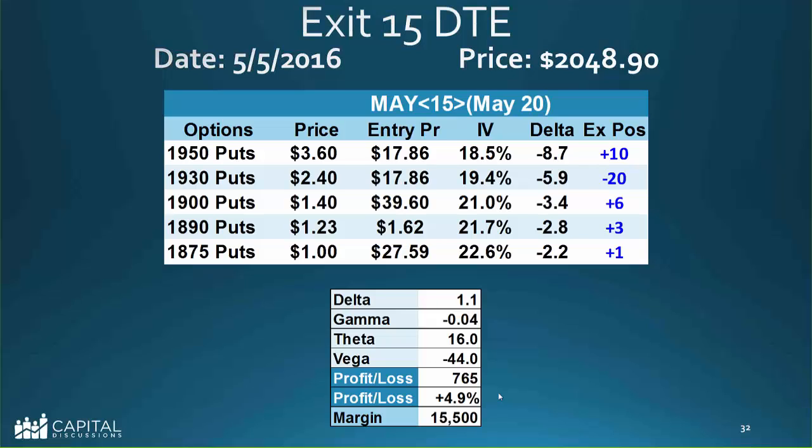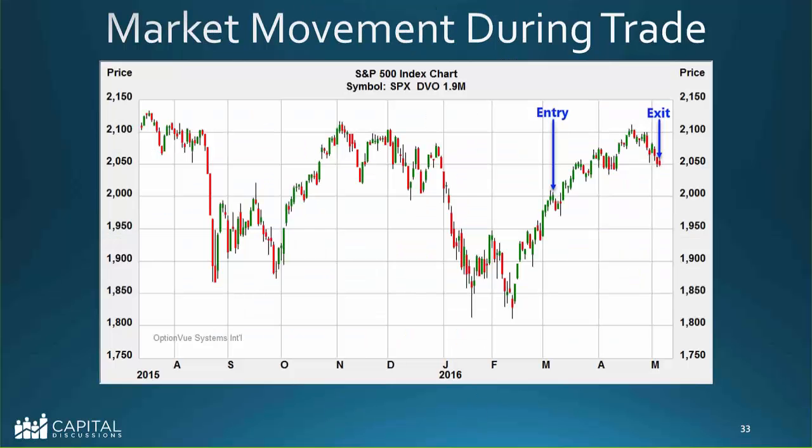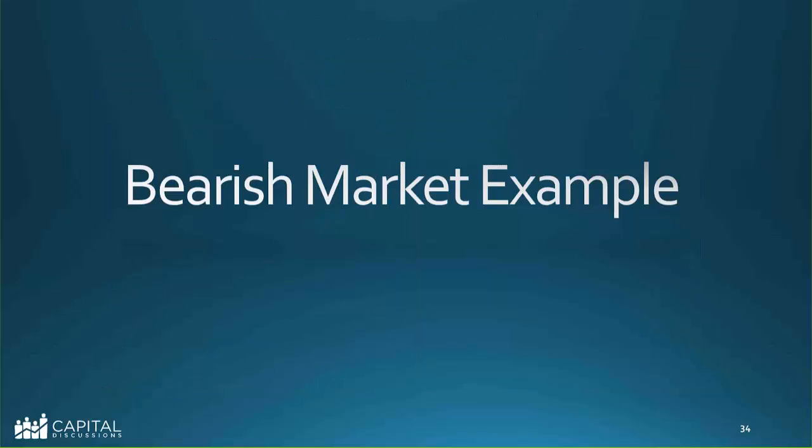So that's a typical trade on a market grinding up. You're just slowly lifting that P&L line up above the tent. And here's what the market did during that period. So a typical grinding up market. And trade worked out pretty well. So that's an up market. Let's take a look at a bearish market.